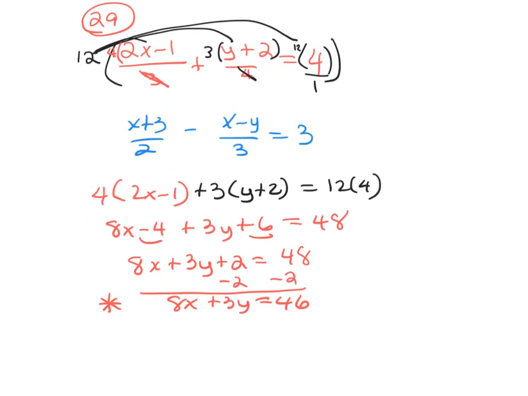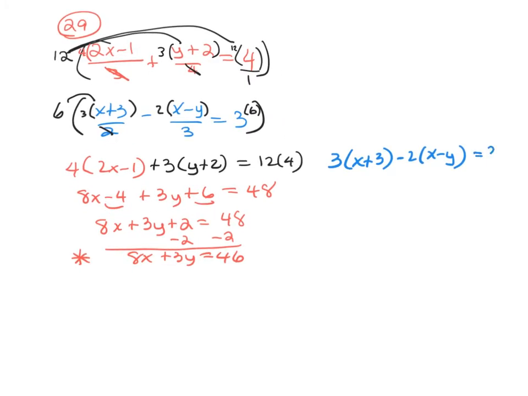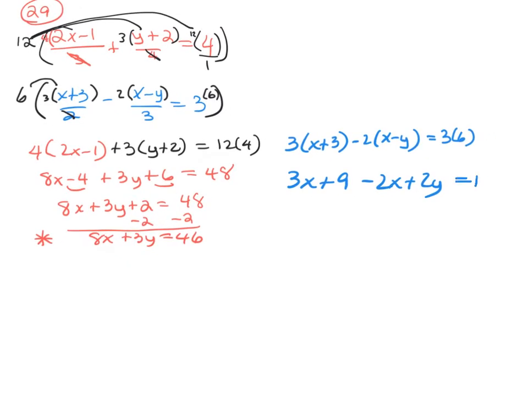I'm going to distribute on this one a common denominator of 6. So when I go to the first one, I'm going to distribute the 3 because 2 goes into 6 3 times. Then over here I'm going to distribute a negative 2, and then here gets the whole 6. So let me go ahead and do that over here. So this becomes 3 times x plus 3, negative 2 times x minus y, and then 3 times 6. So 3x plus 9 minus 2x plus 2y equals 18.